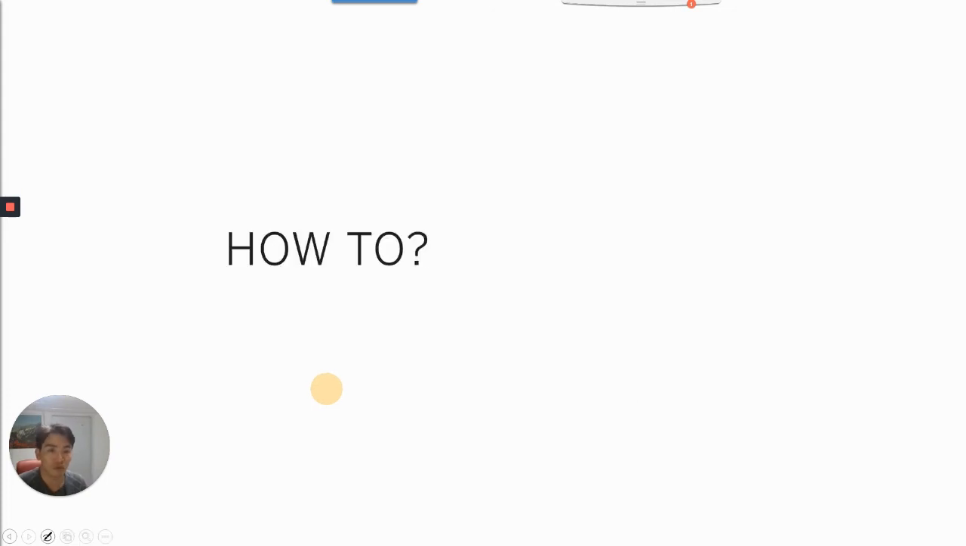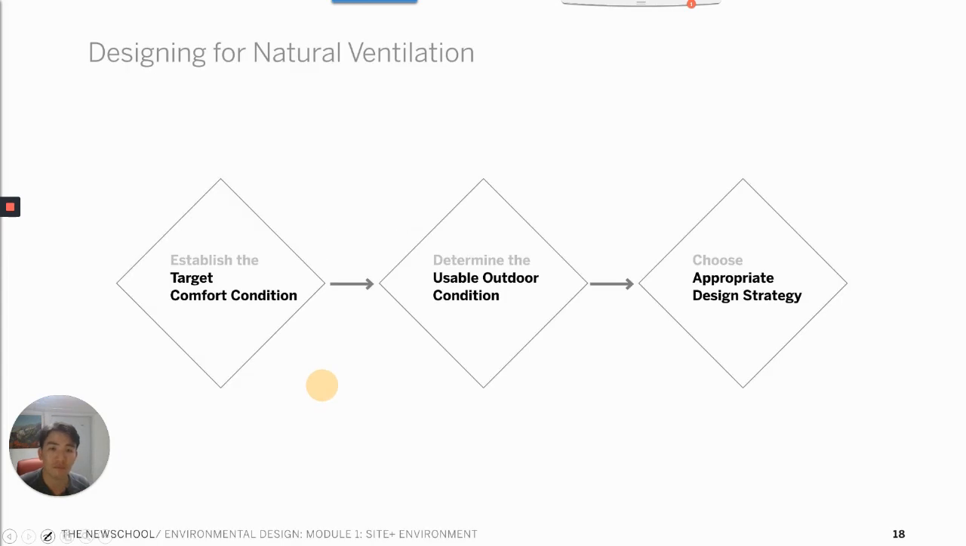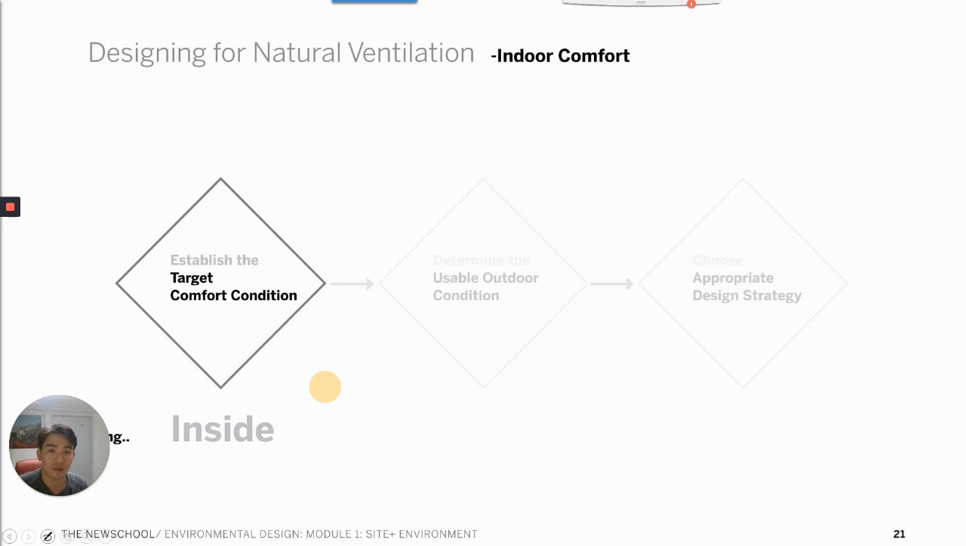Now, once you understand the benefits and drawbacks of natural ventilation, how should we design naturally ventilated buildings? It takes three general steps to design for natural ventilation. Each of the steps starts from knowing the inside and then the outside, and lastly, designing a way to mitigate these two different environments through architecture.